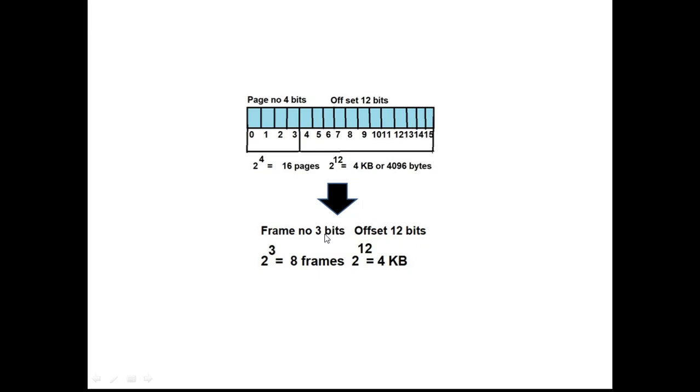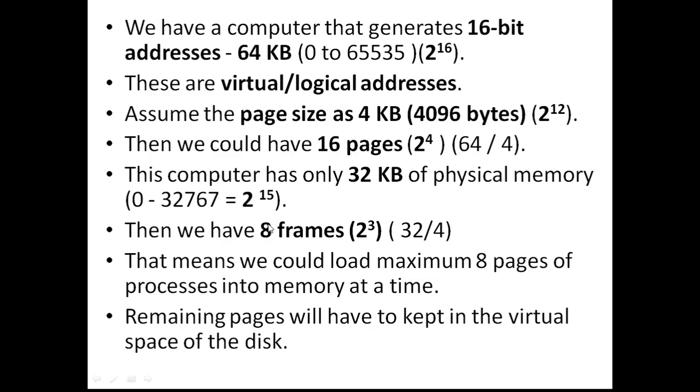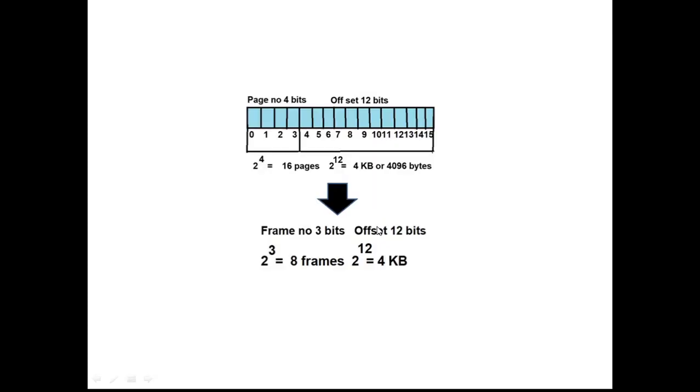Whereas when it comes to physical memory, we just need 15 bits, one less, so there is no change in the offset. Offset is going to be equivalent between logical memory and physical memory. Only the frame size and page size will differ. So here we need 4 bits, but here we need only 3 bits. That is because the number of frames are only 8. So we just need 3 bits for representing the 8 frames.